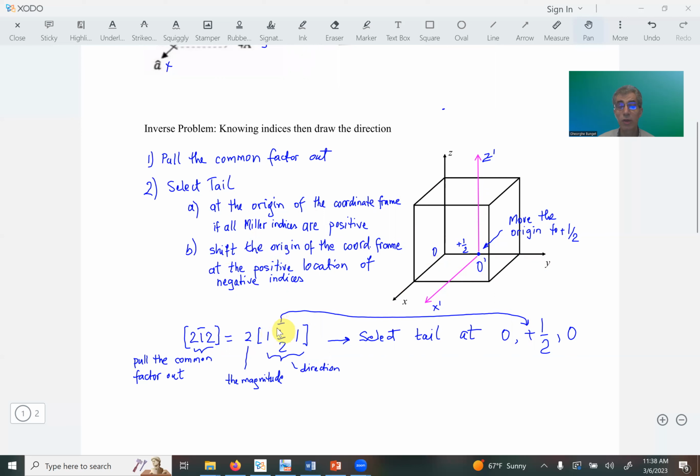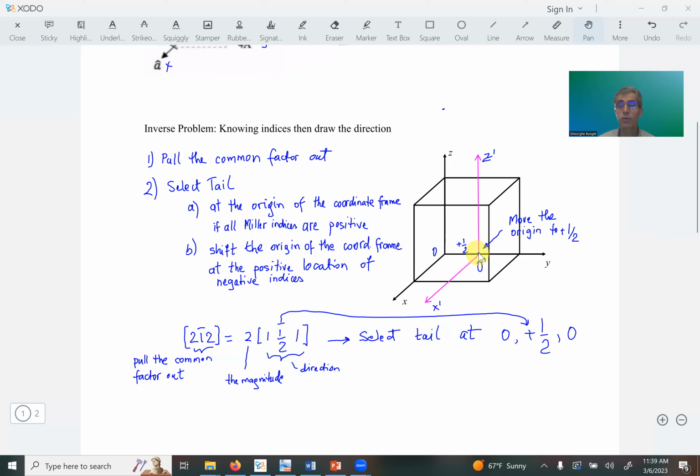If it had been, say, 1 bar, 1/2 bar, then I would have to move also on the x-axis by 1, if here had been 1 bar. But as it is, it's only the y-axis, so that means we shift the origin to 0, 1/2, 0. That's our origin, or the tail of the vector. So it has 0, plus 1/2, and 0.